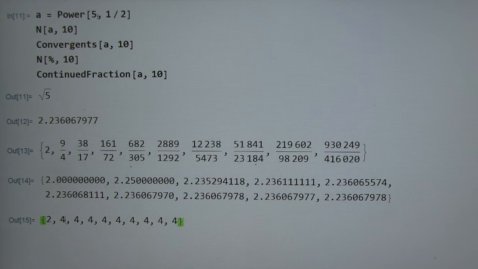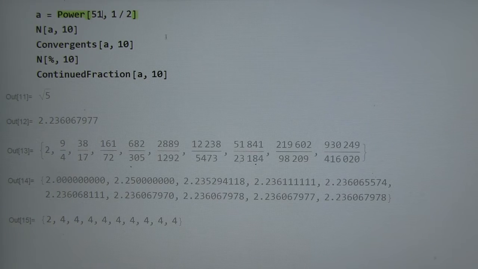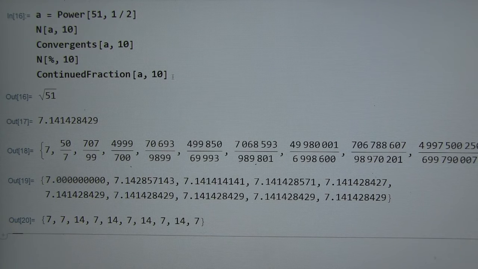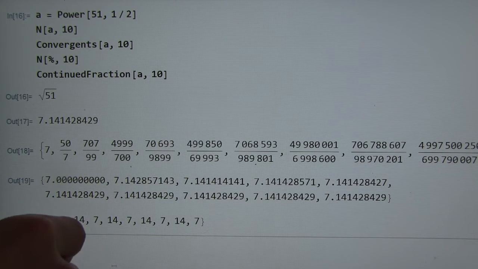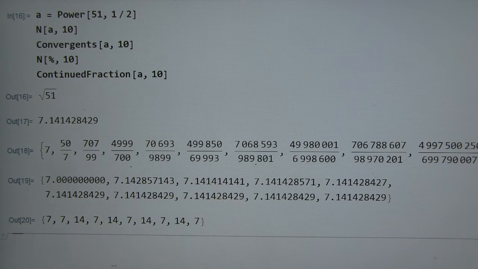Let's do maybe the square root of 51. Okay. Alright, so let's see, we start with 7. The nearest lower perfect square would be 49, so it makes sense. 7 plus 1 over 7 plus 1 over 14 plus 1 over 7, so we then alternate 7, 14, 7, 14, 7, 14. So far there seems to be a clear pattern in all of them that we've looked at.